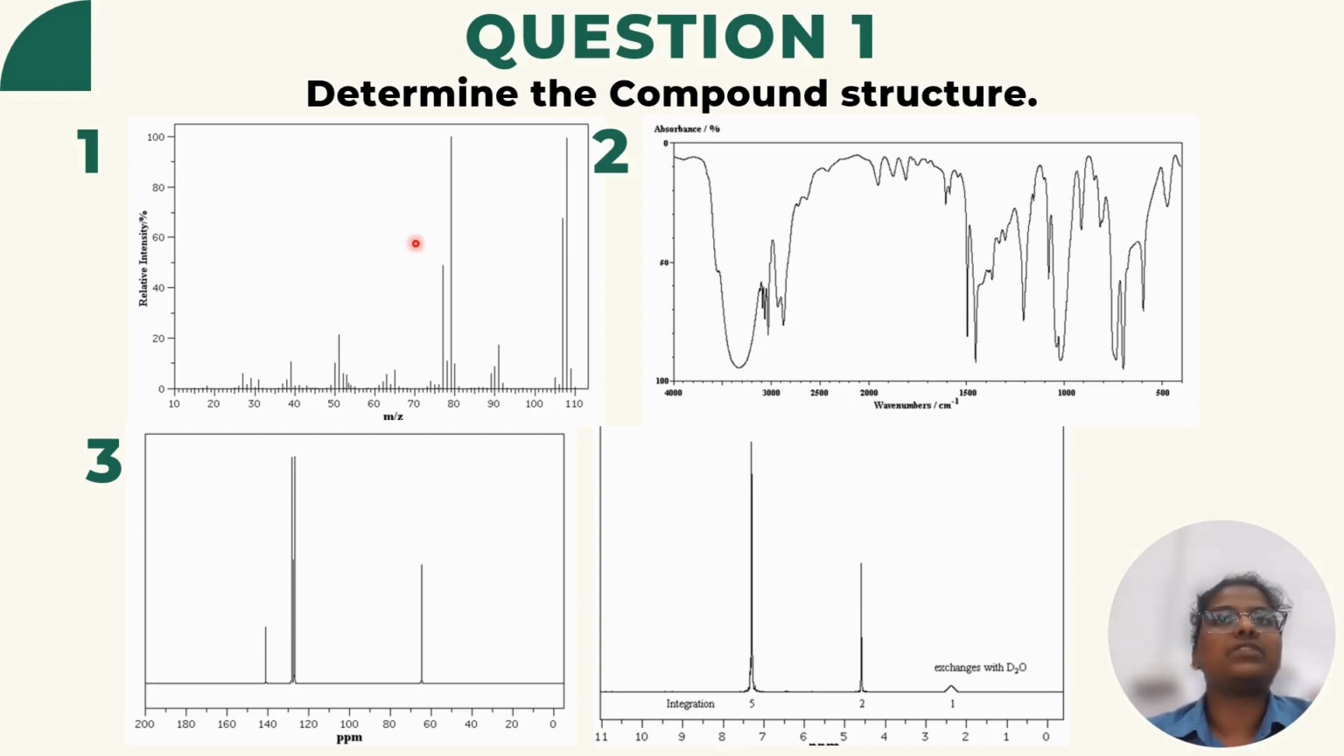Question 1. The determination of compound structure by using mass spectrum, IR, carbon NMR, and proton NMR. Let's get into the question.